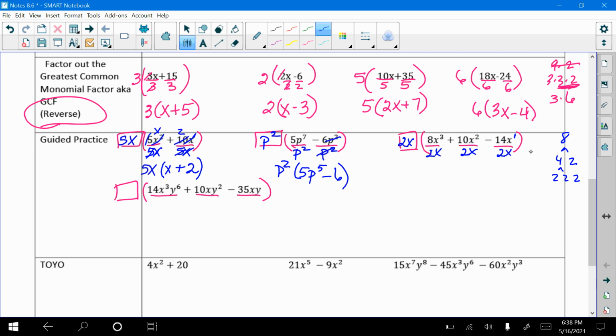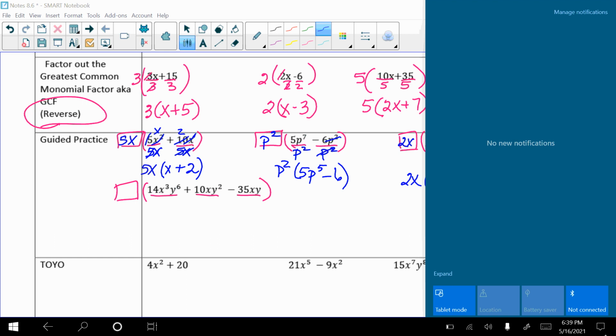So basically we're finding out what was distributed originally. So I'm going to have on the outside the 2x, and then divide each of those terms. So 8 divided by 2 is 4. X cubed divided by x to the first, 2 more on top, so x squared, plus 10 divided by 2 is 5. X squared and x, 1 more on top, minus 14 divided by 2 is 7, and my x's are going to cancel. Done.